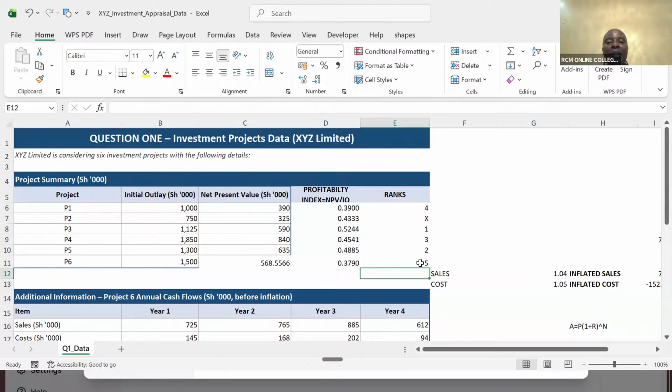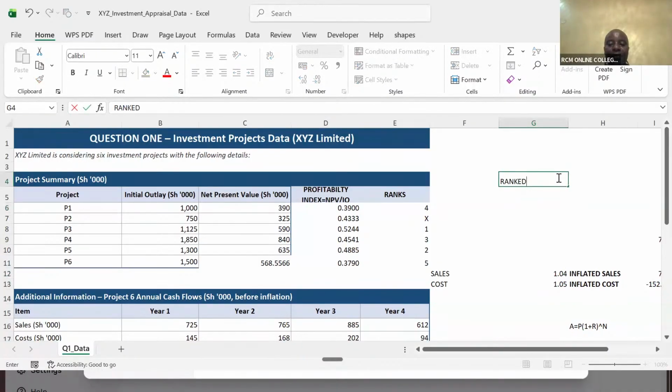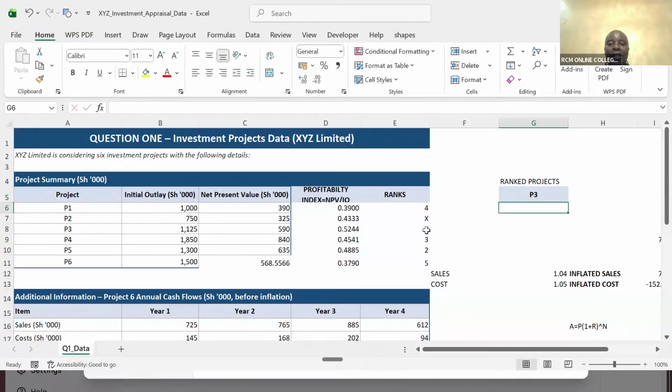So then in that case, ladies and gentlemen, you'll be able to come and give us here just a small title outside here. Give us ranked projects, how they have been ranked from the beginning. So ranked projects, what do we have here? The one that got rank number 1 is this one here, which is project 3. Then, ladies and gentlemen, we have project number 5. So project 5 got rank 2.